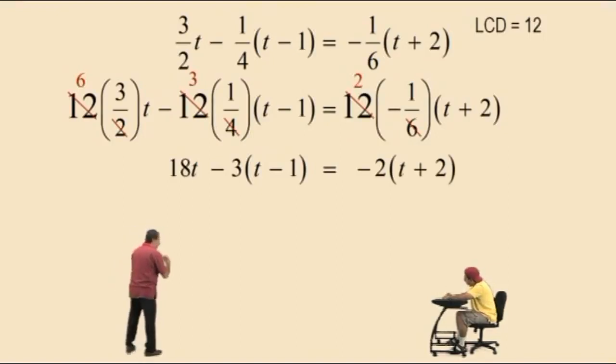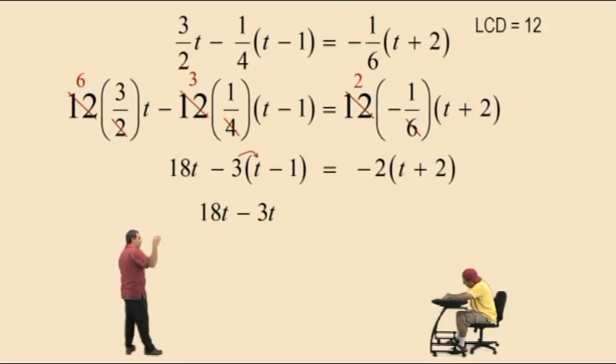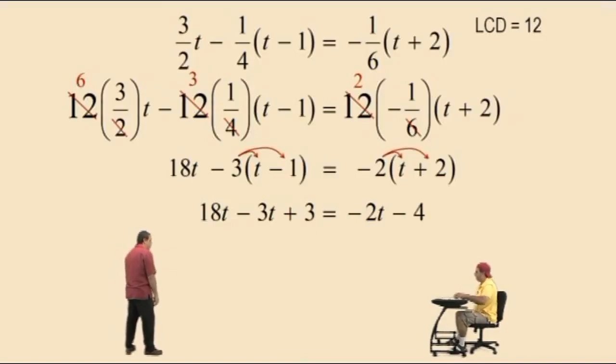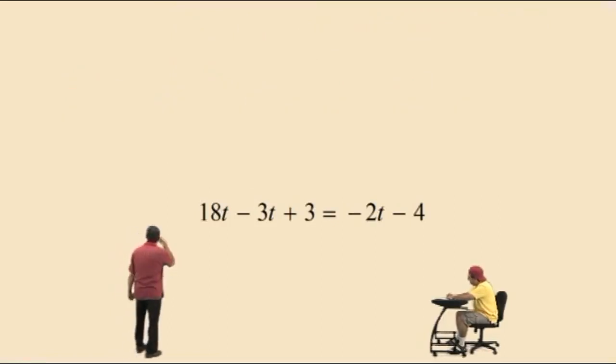So here we go, Charlie. We have 18t. Now, negative 3 times t is what, Charlie? Negative 3t. That's right. Negative 3 times a negative 1, positive 3. Very nice there. Now, negative 2 times t, negative 2t. And bring it home, Charlie. Negative 2 times a positive 2 is what? Negative 4. Negative 4. Okay, now, let's move on to our next page here. We'll put our work up there.